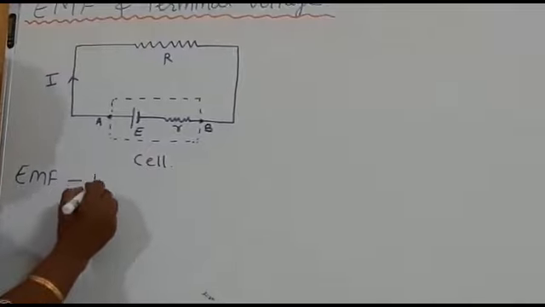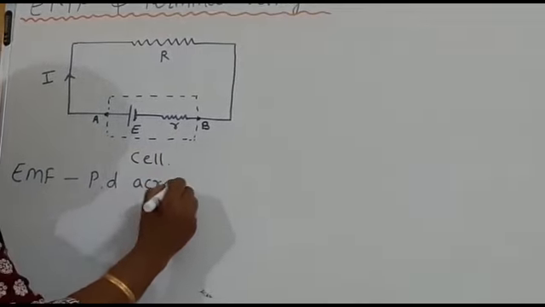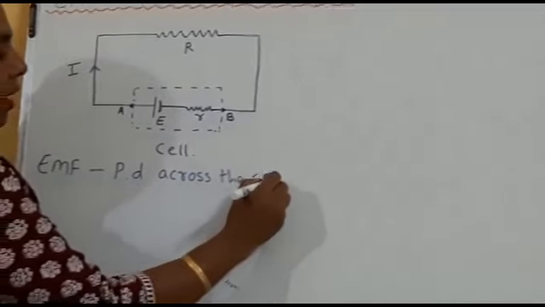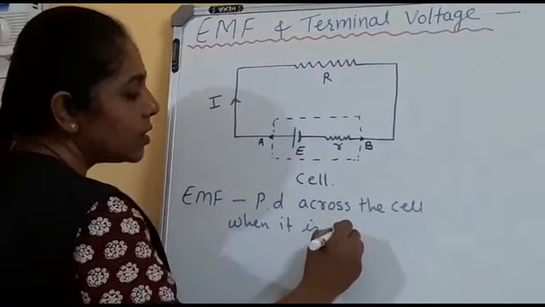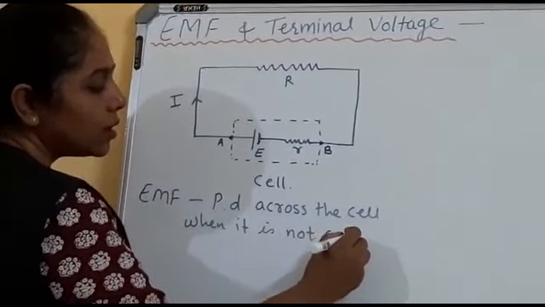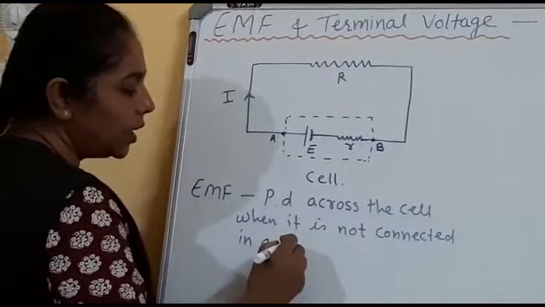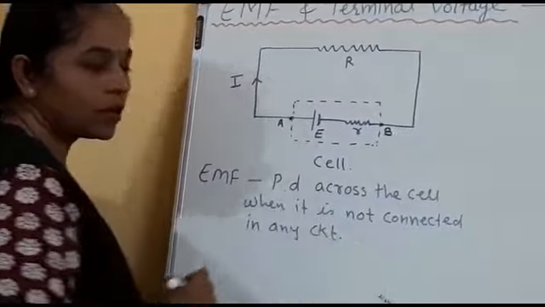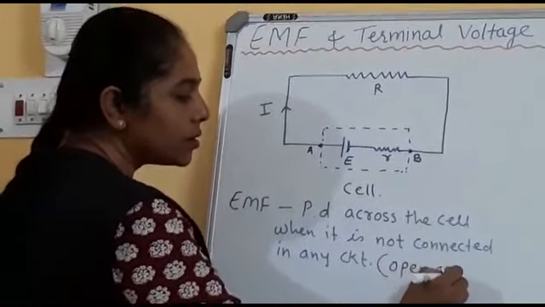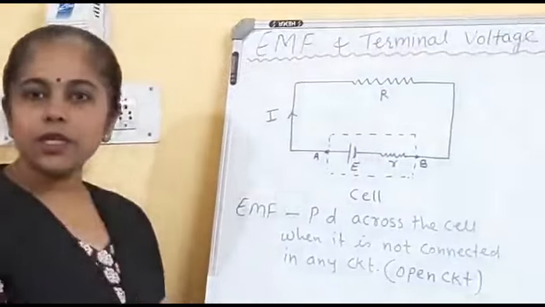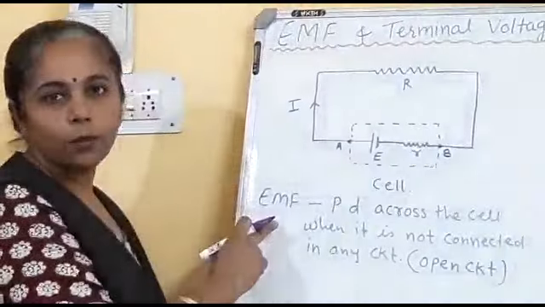EMF of the cell is the potential difference across the cell when it is not connected in any circuit. This is called an open circuit. So when the cell is in an open circuit, whatever is the potential difference across it, it is known as EMF.